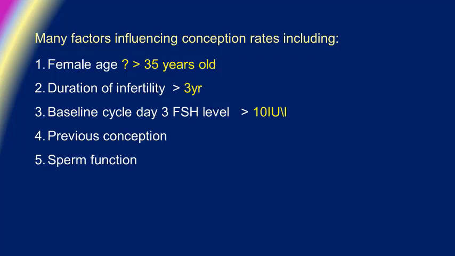Baseline cycle, day 3 FSH level. If cycle day 3 or 2 FSH level is more than 10 international units per liter, it affects adversely the fertility outcome. Previous conception. If the female has primary infertility or secondary infertility. Primary infertility is worse than secondary infertility. Secondary infertility means the female has or had previous pregnancy, whether live birth or abortion. Lastly, sperm function. Severe male factor affects fertility adversely.